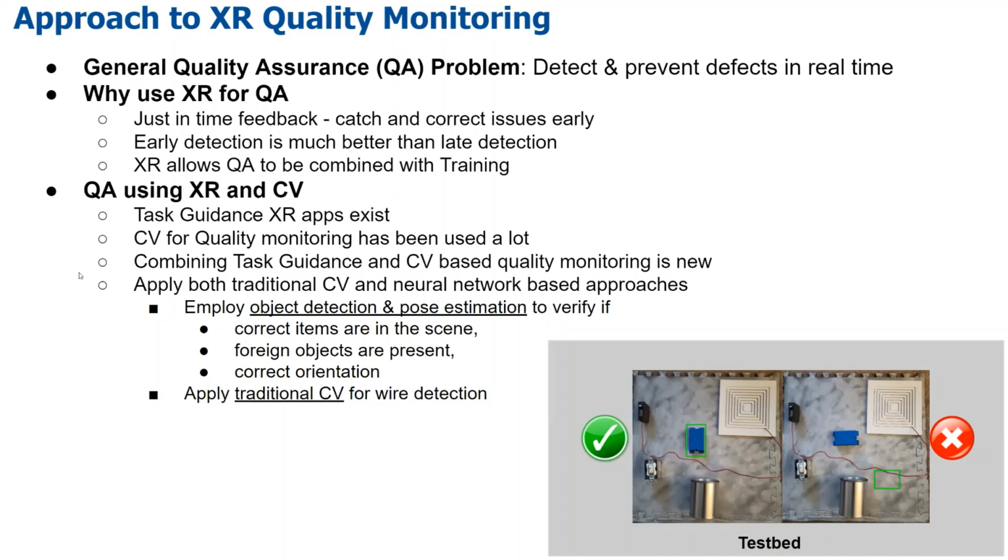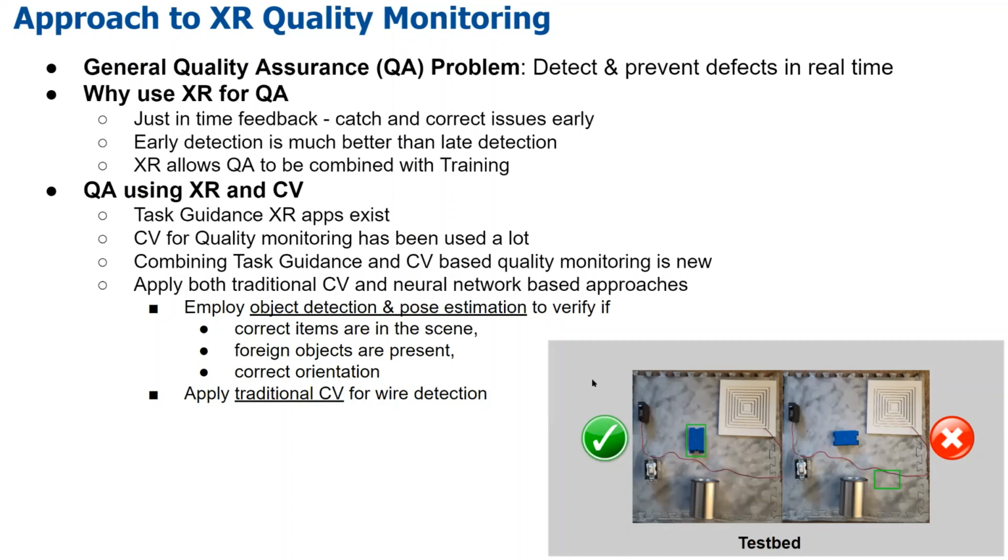In our solution, we apply both traditional computer vision techniques and neural network-based approaches for different subtasks. We employ neural network-based object detection and pose estimation to verify if the correct items are in the scene or if incorrect items are present, all the correct items are in the correct orientation, and so on. And we apply traditional computer vision for detecting wires and other tasks.